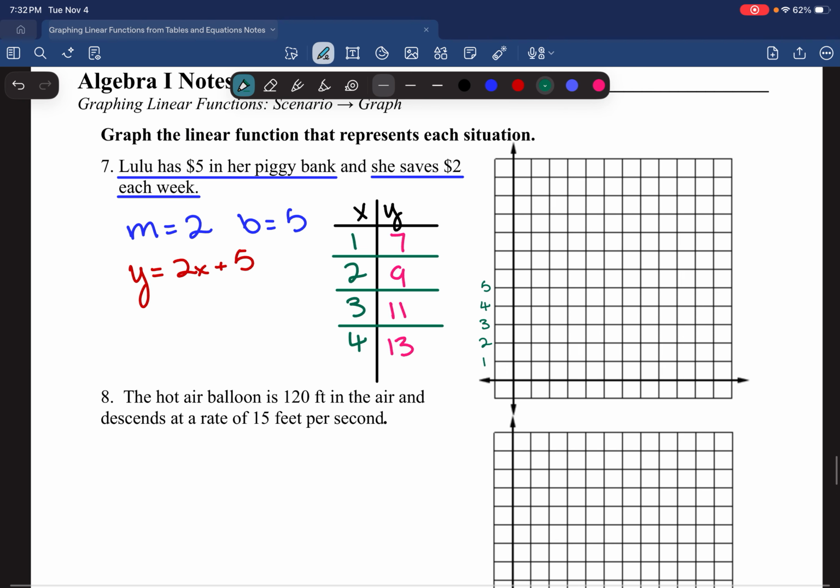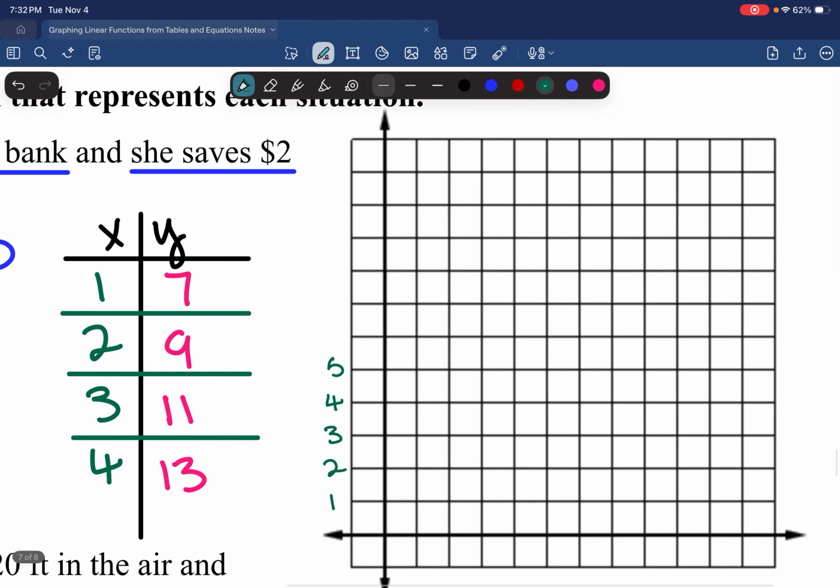All right, so I just labeled mine to make it a bit easier for me. I am going to start here because this is when x is 0, because she started with 5. And then I'm going over 2, up 1. So boom, boom, boom, boom, boom, boom.